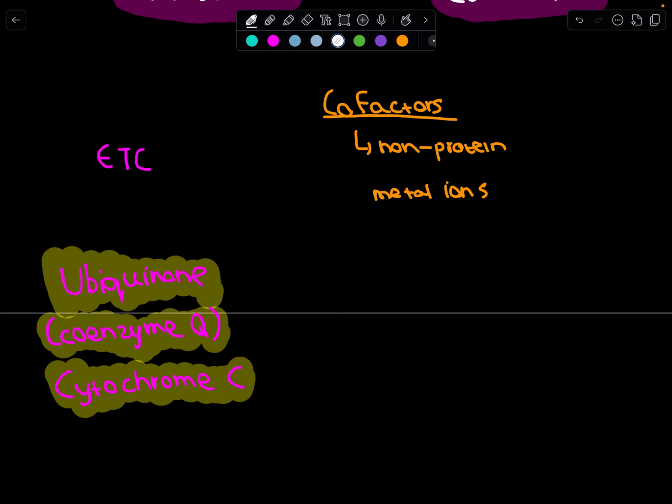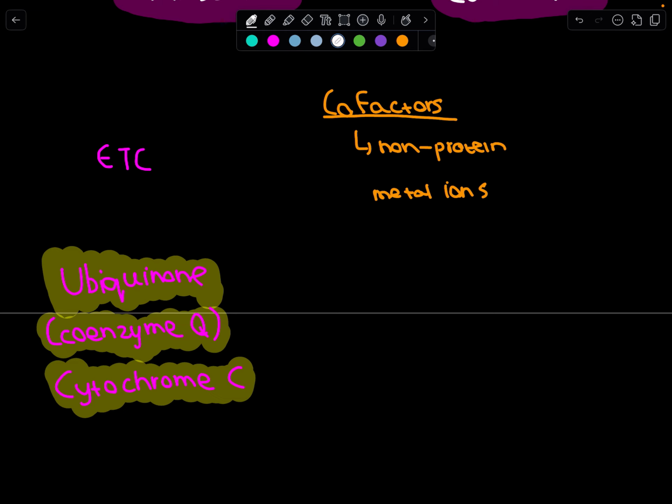Cytochrome C, on the other hand, is a small protein darting through the inner membrane space like a bike messenger. It snags electrons from complex 3 and speeds them to complex 4, where they're used to turn oxygen into water, wrapping up the chain.